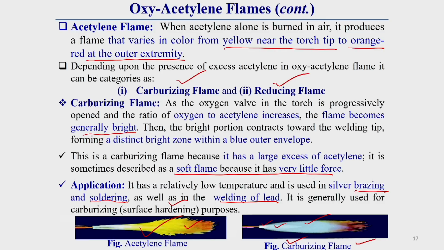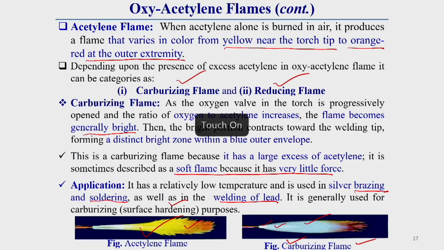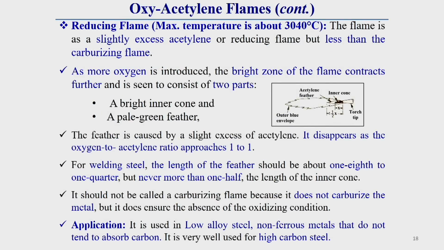Why is it called the carburizing flame? Because we can use this flame for carburizing, that means surface hardening, but the reducing flame cannot be used for carburizing or surface hardening, because in the reducing flame the proportion of acetylene is less than in the carburizing flame. It cannot produce a carburizing effect. Once I discuss the reducing flame, it will be very clear to you. Generally, the reducing flame temperature is around 3040 degrees centigrade. This flame has slightly excess acetylene, but less than the carburizing flame.